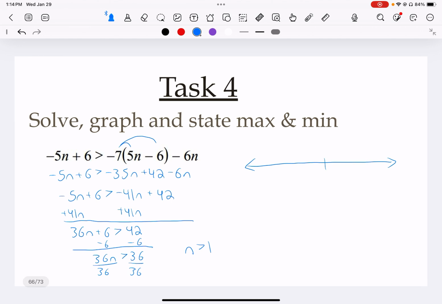So now in my number line, I have 1 in the middle, 2, 3, 0, and negative 1. Now since it's just greater than, that means 1's not included, so it's an open circle. And since it's greater than, I'm going to be shading to the right. So now my minimum is how far left I can go. 1 is not included because it's an open circle. So my smallest integer value in this case would be 2. My maximum, since it goes to the right forever, would be positive infinity.